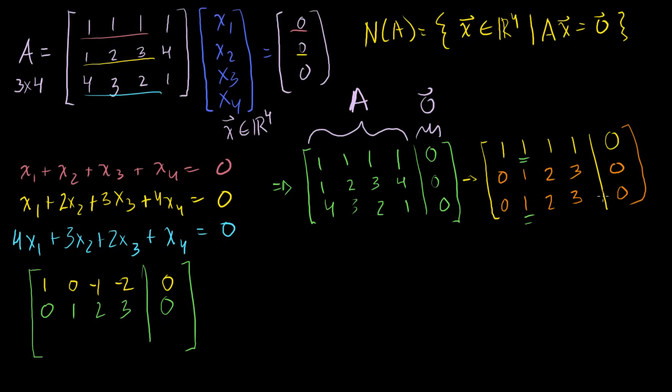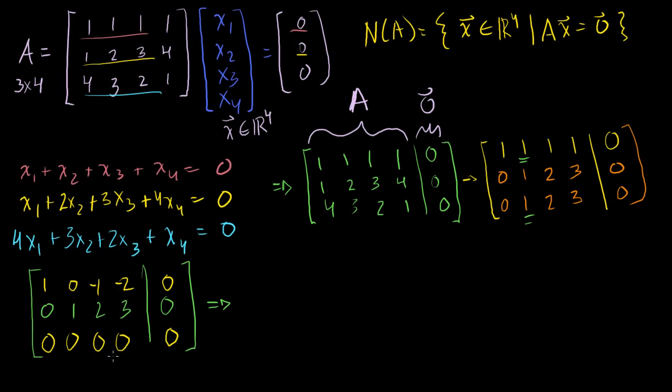And let me replace this last row with the last row minus the middle row. So 0 minus 0 is 0. 1 minus 1 is 0. 2 minus 2 is 0. I think you see where this is going. 3 minus 3 is 0. And obviously 0 minus 0 is 0. So this system of equations has been reduced by doing reduced row echelon form.